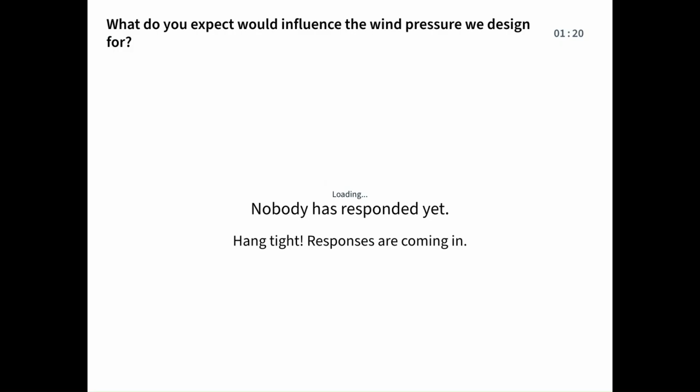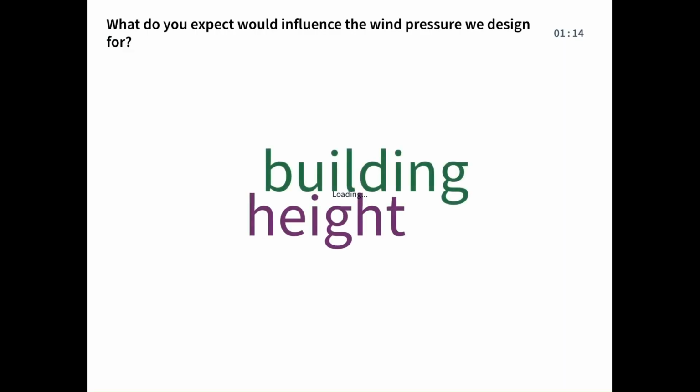It is locked, so give me a second here. Oh, come on. Of course, this is in the way. There we go. So what kinds of things do you think will influence the pressure we have to design our structures for?